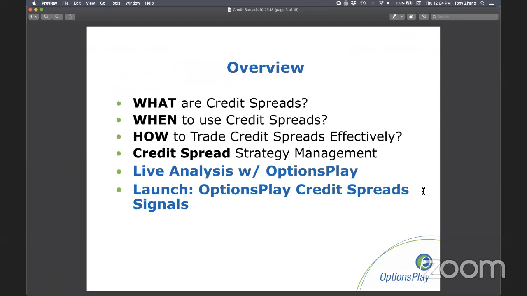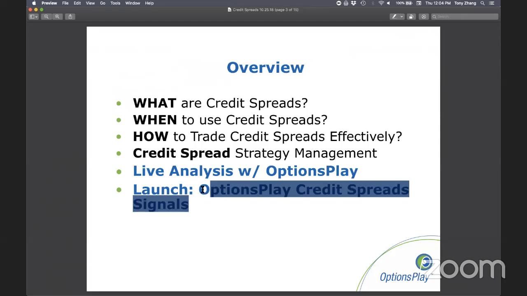And then we'll go over to options play and show you some real symbols in setting up some of these credit spreads based on the methodology that we're going to explain today. And at the very end, I'm going to show you guys the options play credit spread signals that we've just launched. This is a new signal service to send you daily trade ideas just on credit spreads.